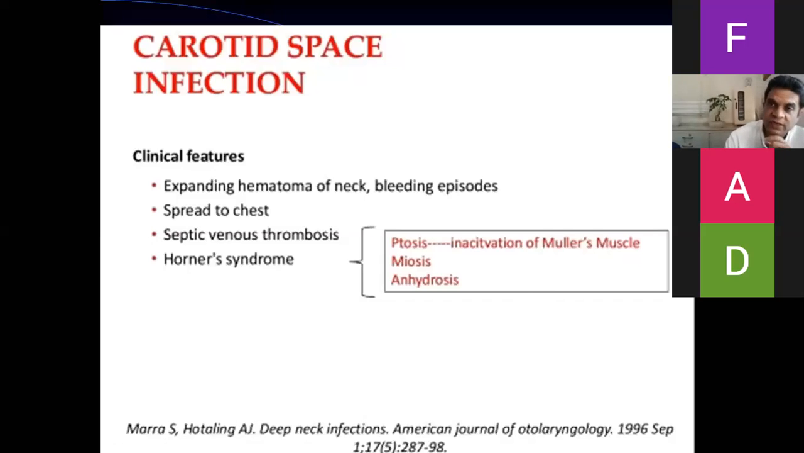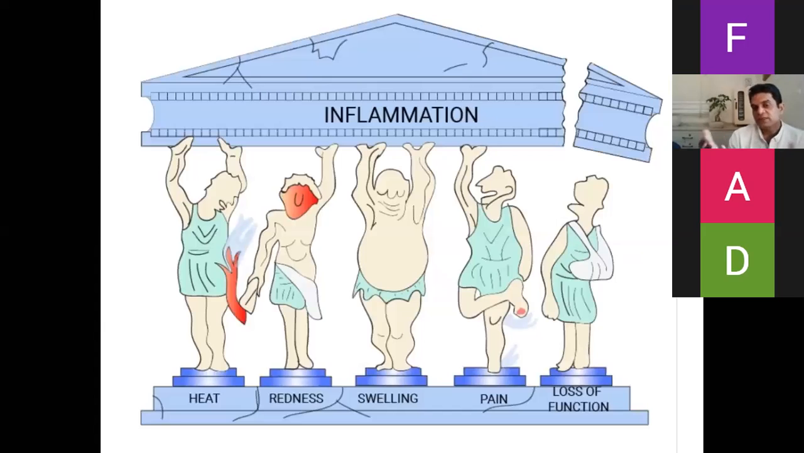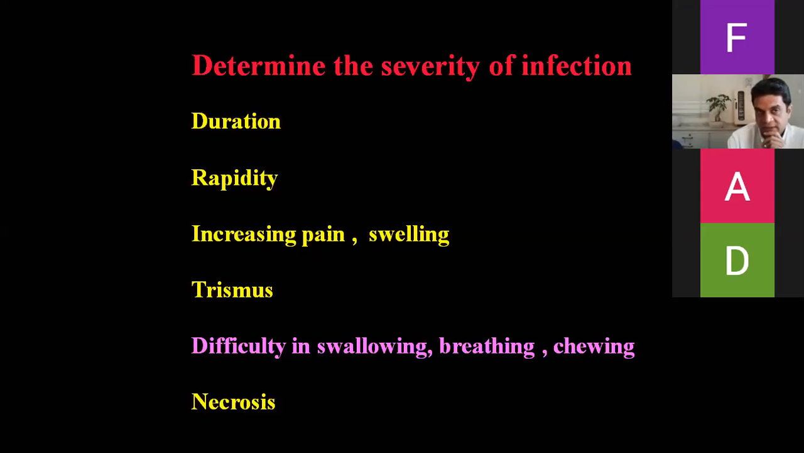So this gives you an idea, without having any MRI, that your patient is suffering from carotid space or parapharyngeal space infections. So these are the cardinal signs everybody is aware of. Whenever there is a space infection, the patient will usually have one of these signs.